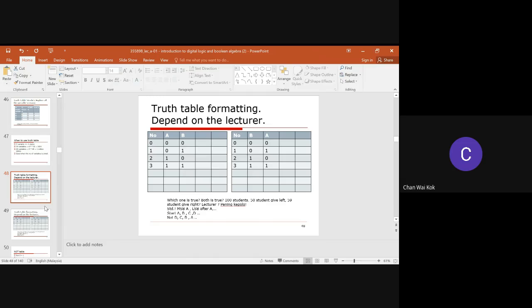Some students do it like this, and there's the truth table. How to grade, man? This is only 2 variables. But what if you have 4 variables? How are you going to grade? So the only acceptable way is for you to use this form.